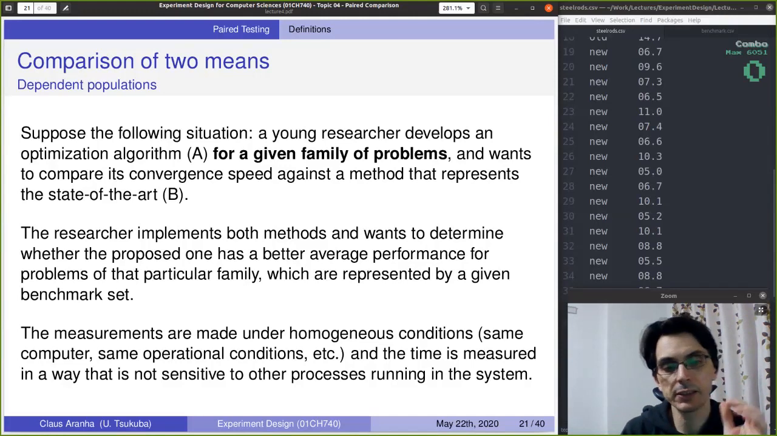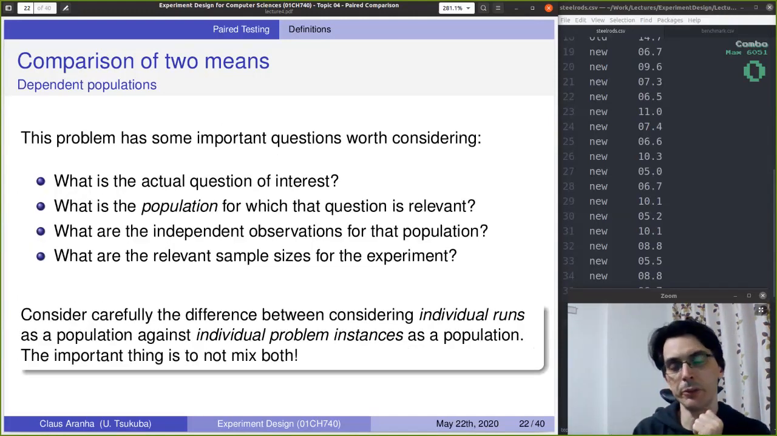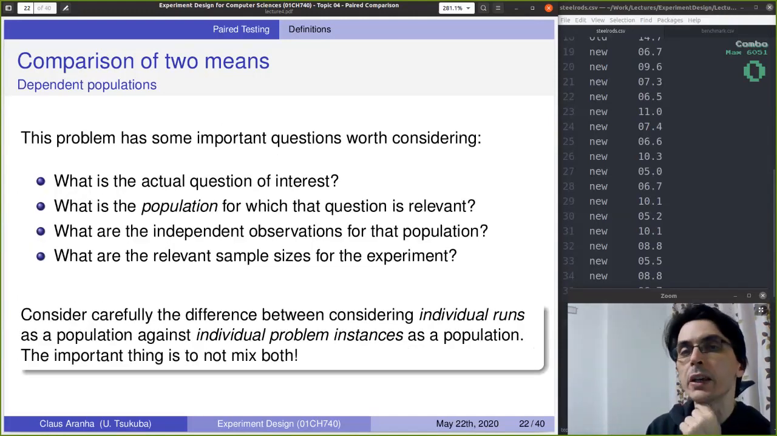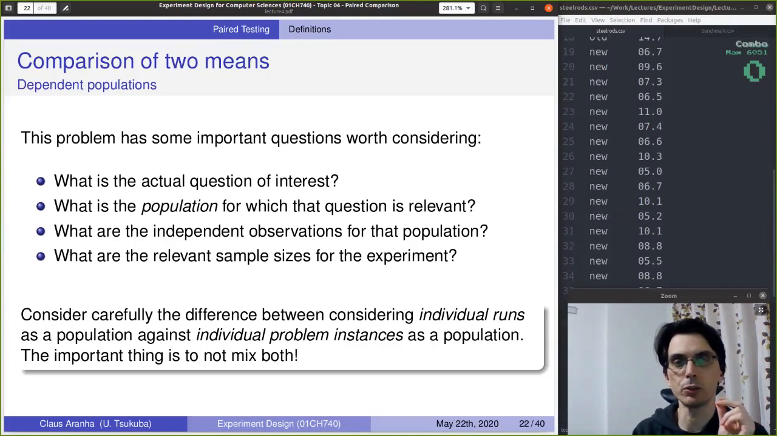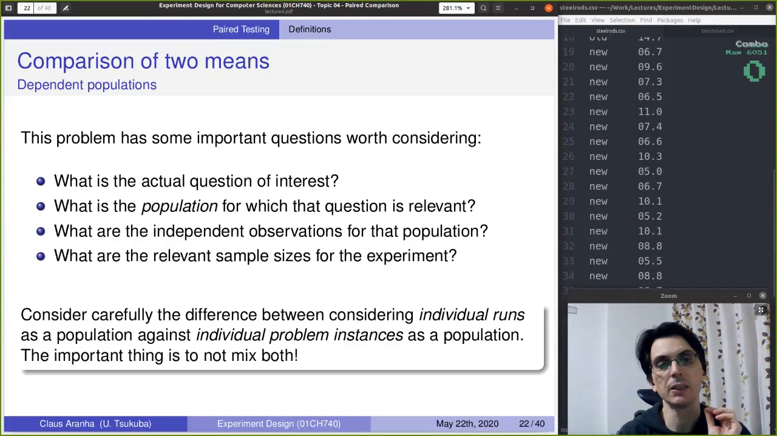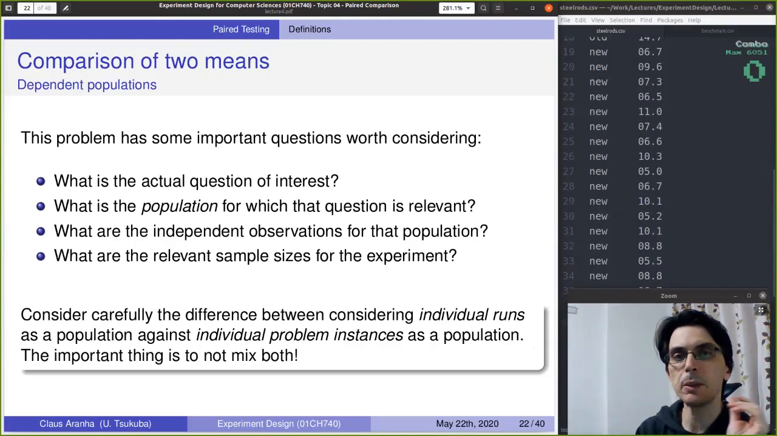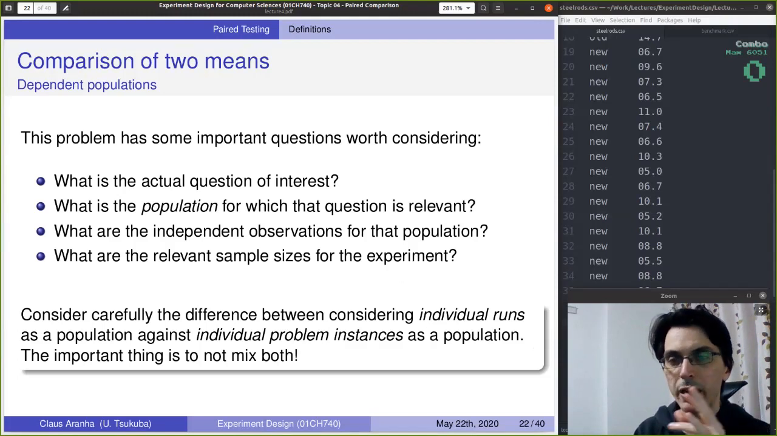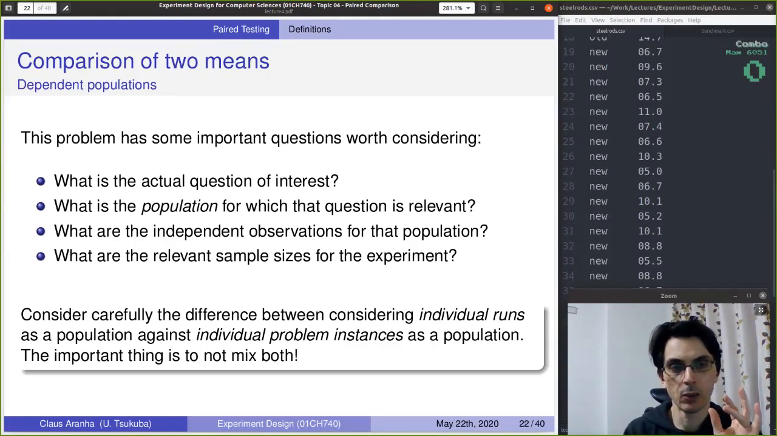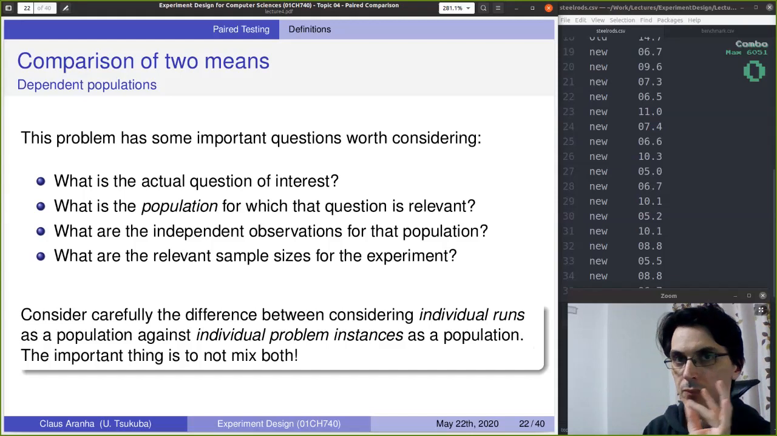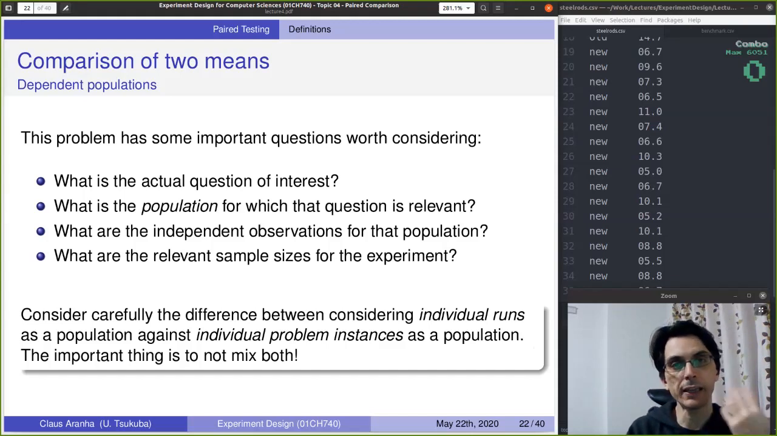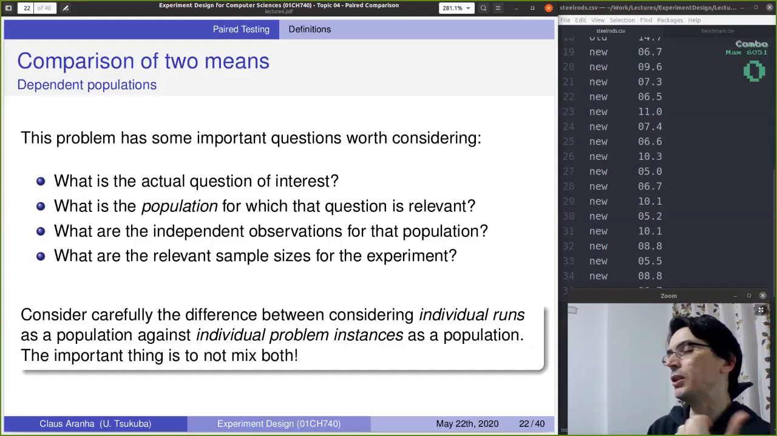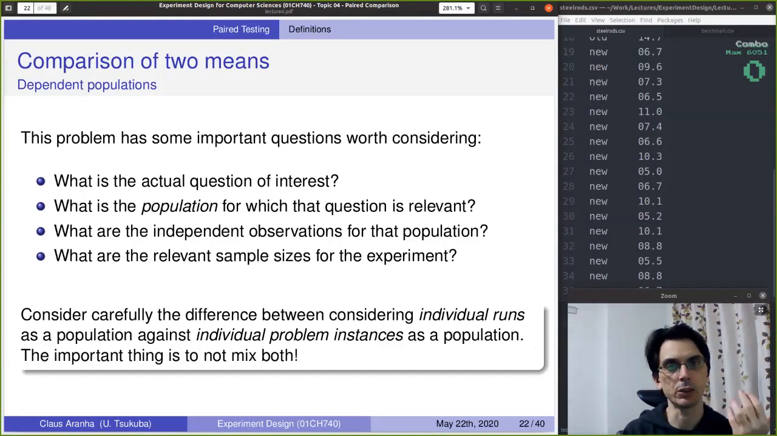Now the question is, what is the variable? What are you going to do your analysis on? What is your sample? Now, this is not a trivial question, and this is something that people studying algorithms usually do wrong. What we have to ask here is, what is our population? In the first lecture, we talked about how the population can be all the possible results that an algorithm produces.